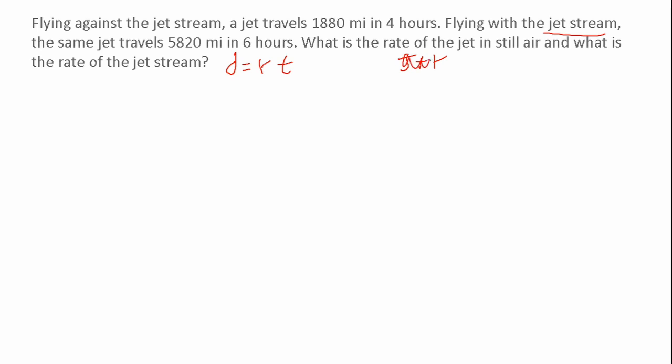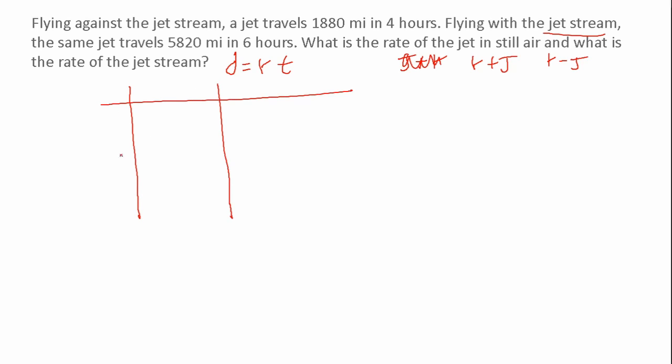And let me rewrite that. It's going to be r plus j because it's speeding your rate of speed up. And when you're flying against it, it slows you down. So I'm going to represent that as r minus j. Okay? With that, let's go ahead and set up a table here for the two conditions that we have.